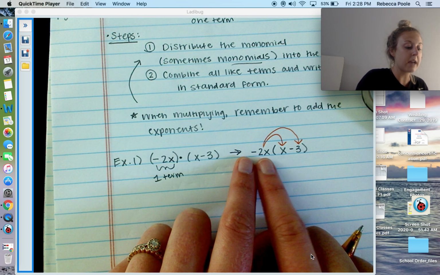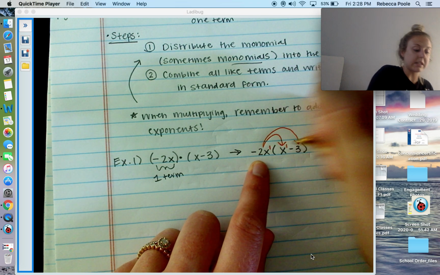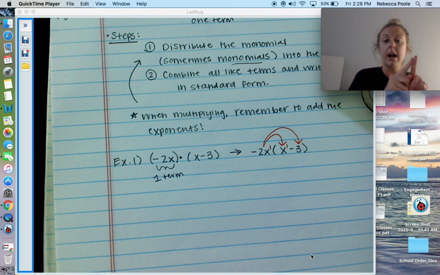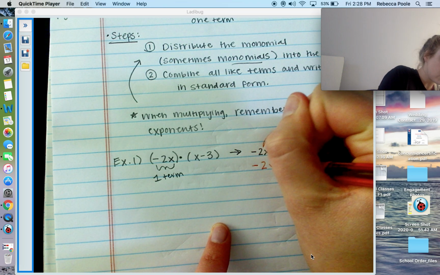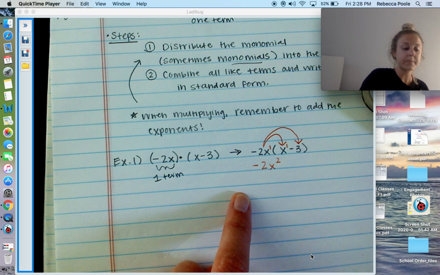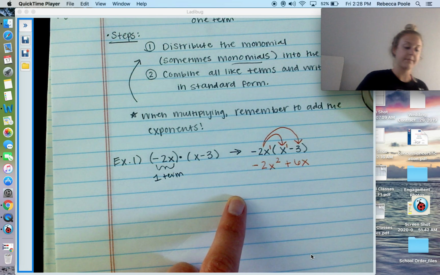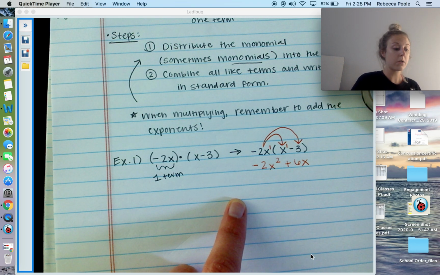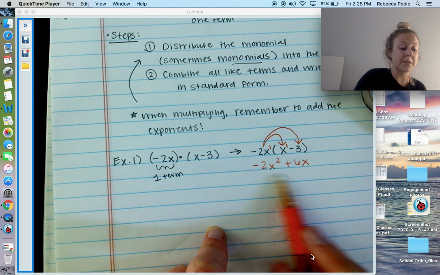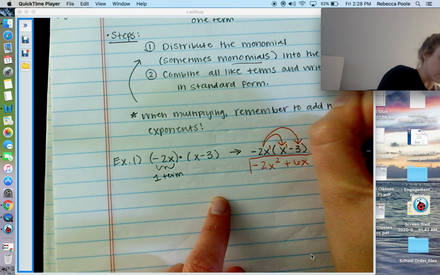So when I do negative 2x times another x, this is technically x to the first and this is x to the first, right? So if you put them together, one x and another x is now going to make 2 x's, which is why it's x squared. I added them together, okay? Now, negative 2 times negative 3 is a positive 6. All right, so we distributed. After we distribute, if we can, we'll combine like terms, but there's nothing here to combine, and it's already in standard form, so this is just my answer.